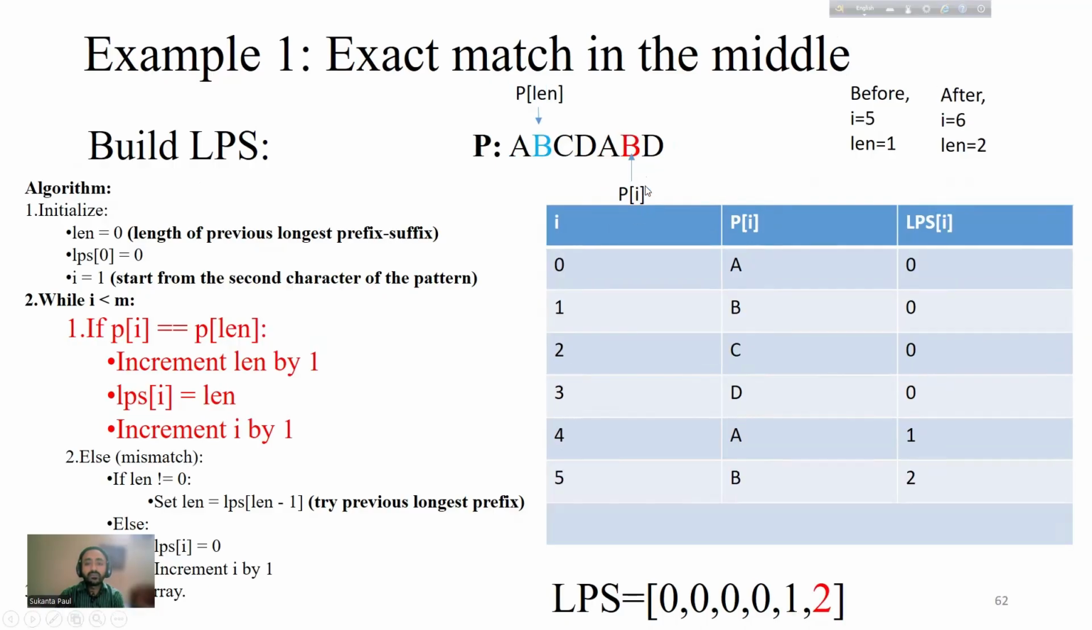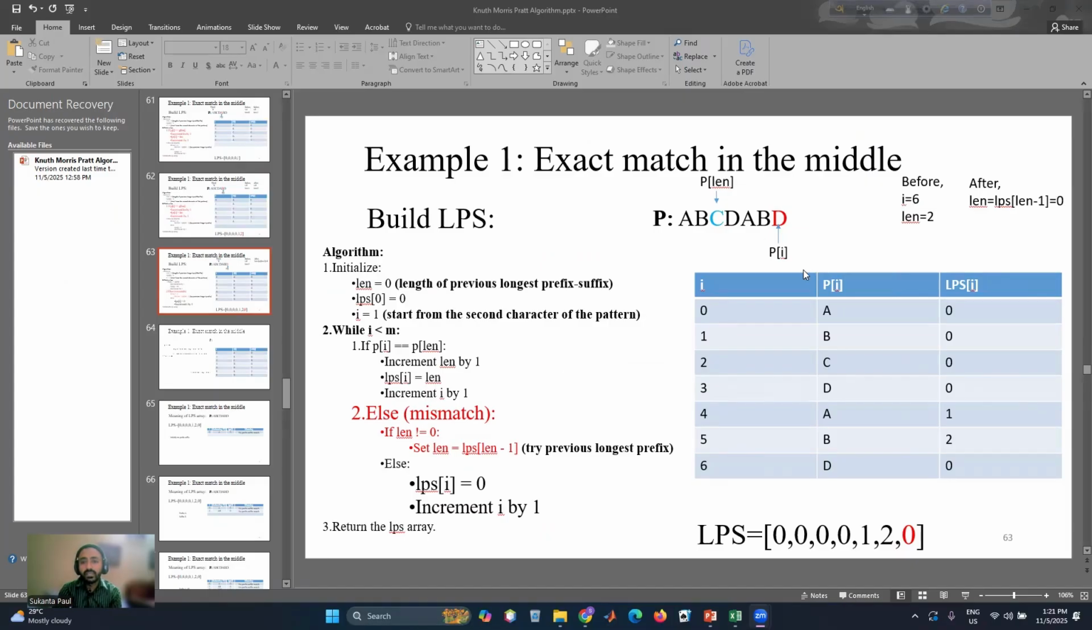So compare P[i] with P[len], that means P5 with P1. There is a match, so a match occurs. That's why increment the value of len, that is 2. P[i] and P[len] are compared, and we see that there is a mismatch. If a mismatch occurred, at that time it will go to this section.